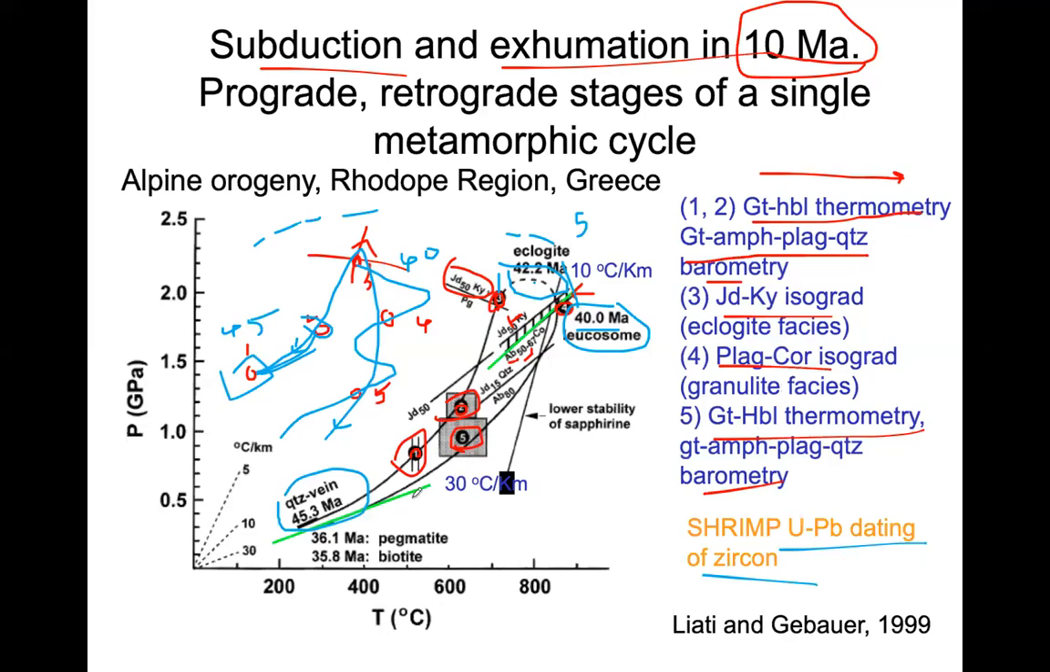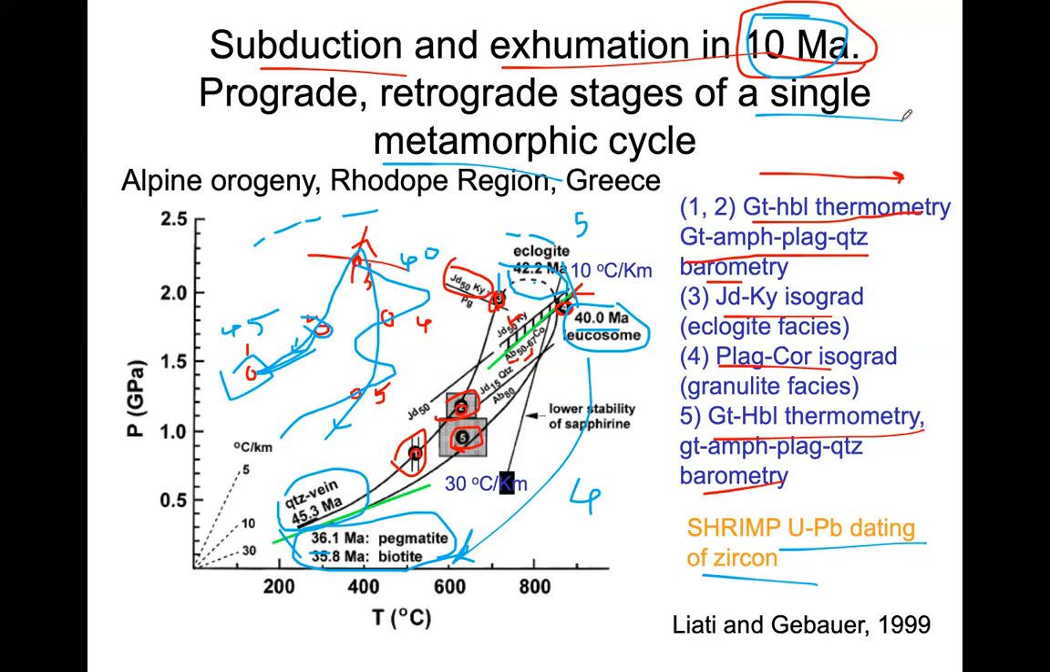And then further you have evidence from biotite or pegmatitic material intruded into the rock. Some zircons give an age of 36, right? So 36 means to come to this level from peak metamorphism, it has taken only 4 million years, right? So altogether, it has taken almost 10 million years. That's why it has been denoted as 10 million years, because 45 to 36 is almost 10 million years, right? From here to here. So that's why it's taken as a single metamorphic cycle in a very short time period, 10 million years.